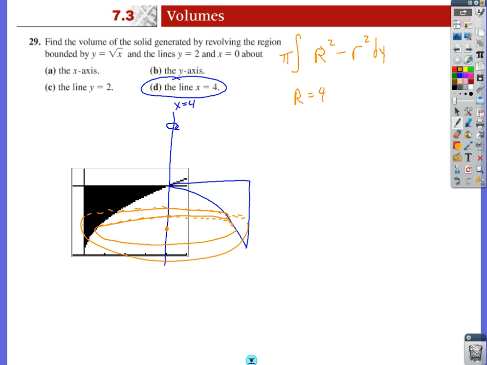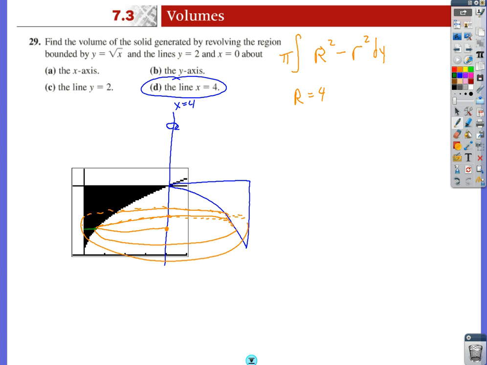Well, what's little r going to be? Little r is this distance from here to here, and that does change as I keep going up. But again, it's not my function value that's there. Specifically, this little r is the 4 that was here minus the green.